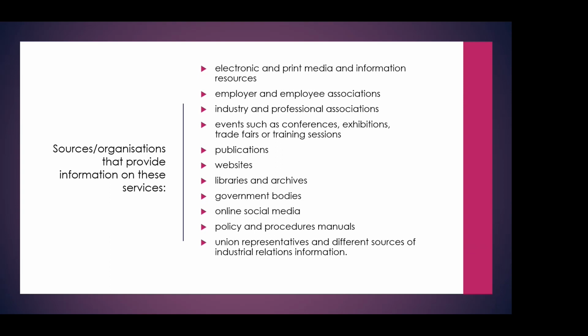Publications: ALIA, the Australian Library and Information Association, has its own publications and its own websites. Then we have libraries and archives. Information can come from libraries and archives about the organizations, government bodies, and online social media. Online social media is a relatively new trend the last 5 to 10 years, where all of these government bodies, social organizations, and cultural organizations are starting to use social media to provide information to people in the community. Then we have policy and procedure manuals, union representatives, and different sources of industrial relations information.